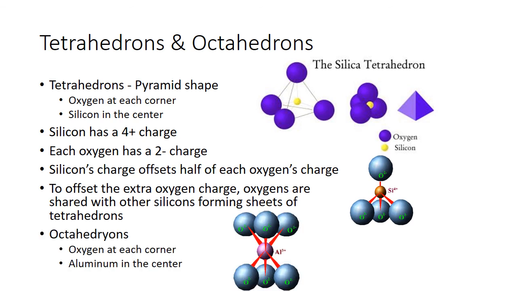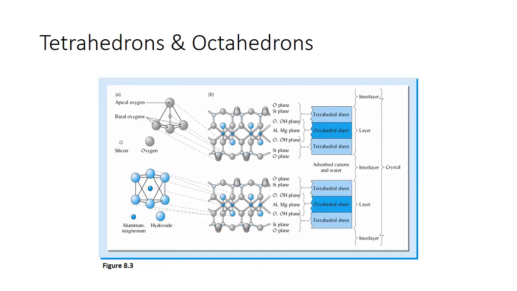And in octahedrons, we have a similar phenomenon, but we have aluminum at the center, and that aluminum offsets a half a charge for each of these oxygens. And so we have 6 oxygens for 1 aluminum. So tetrahedrons and octahedrons. And these tetrahedrons and octahedrons will form sheets where you have one layer of tetrahedrons, one layer of octahedrons, and in some cases you might have a second layer of tetrahedrons. So we have sort of a sandwich where there's tetrahedrons on the top and bottom and octahedrons in the middle.